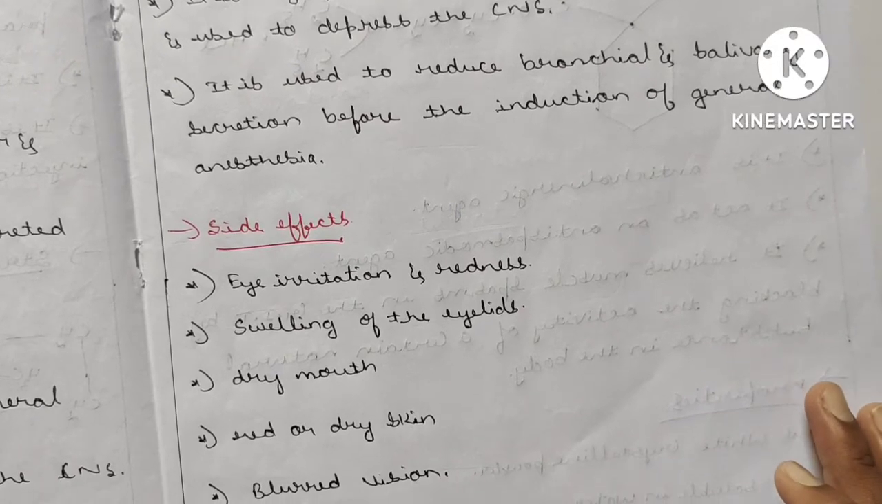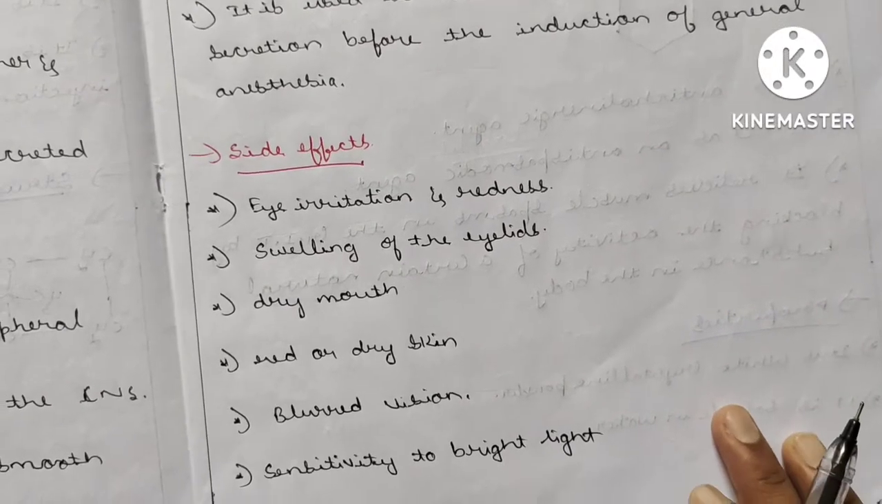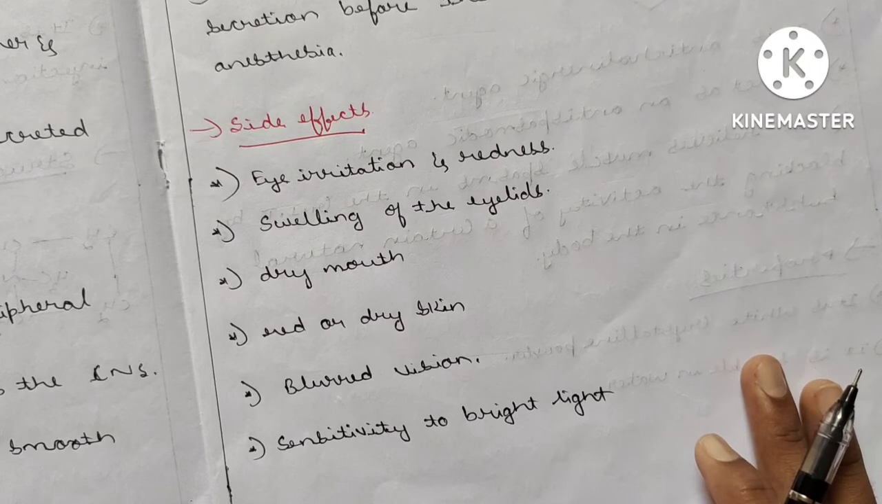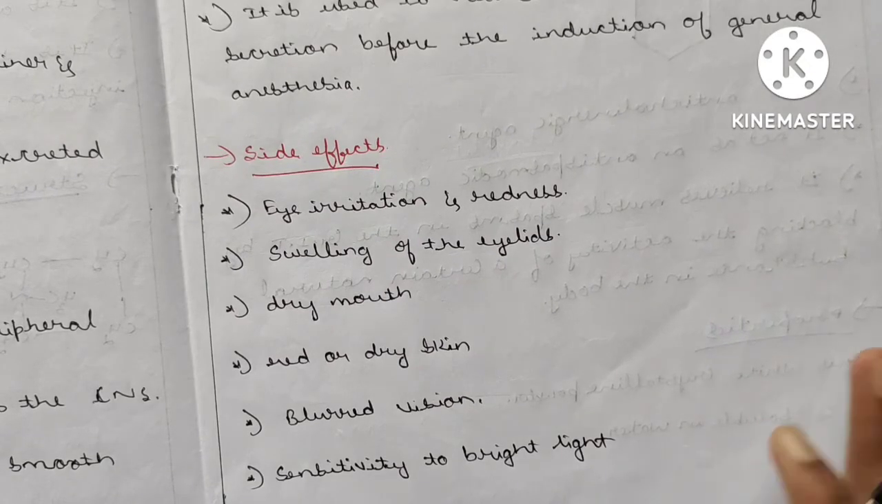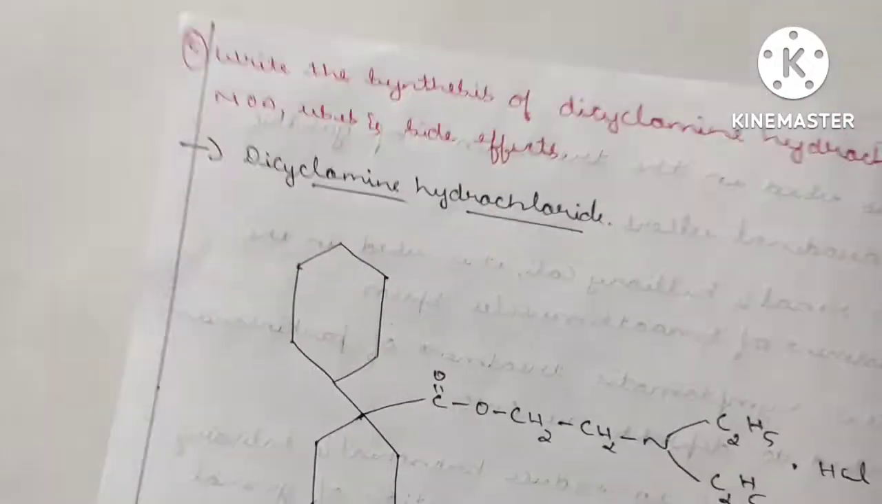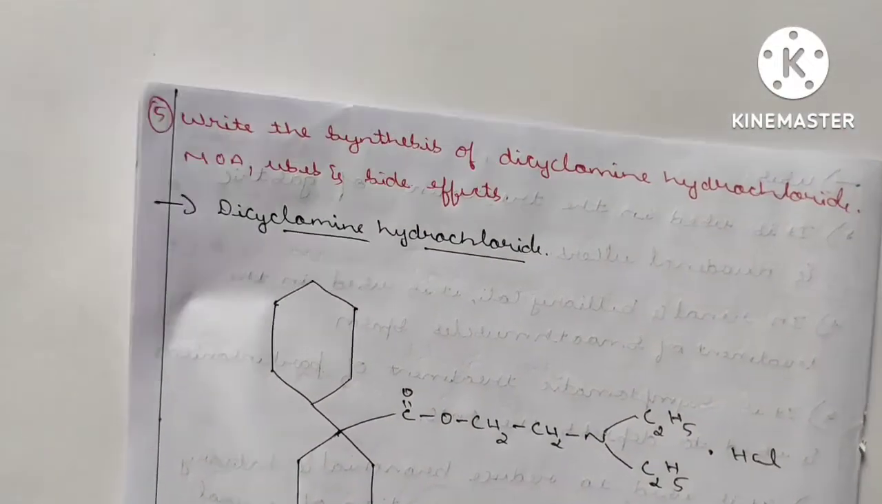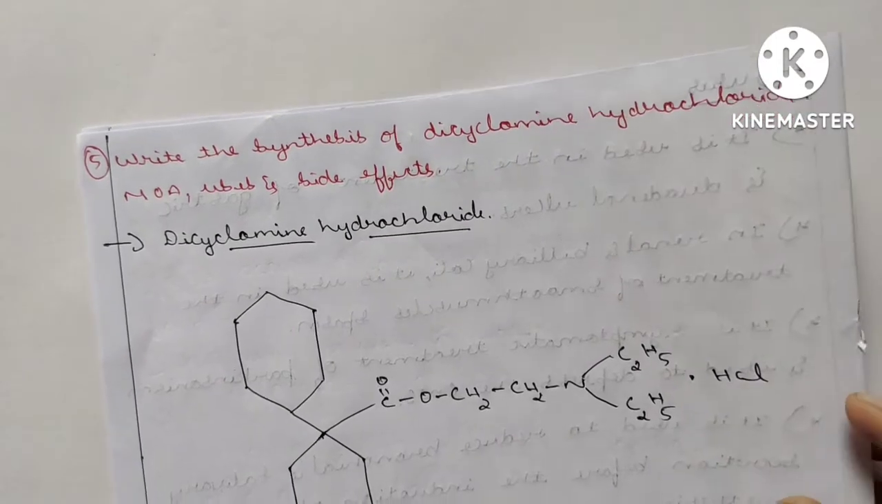Side effects: eye irritation, redness, swelling, dry mouth, red or dry skin, blurred vision, sensitivity to bright light. See, for most of the drugs you will get the maximum 4 to 5 same side effects, like dry mouth, dizziness, nausea, vomiting, blurred vision, red or dry skin, or irritation on the skin. These are common side effects in all the drugs.